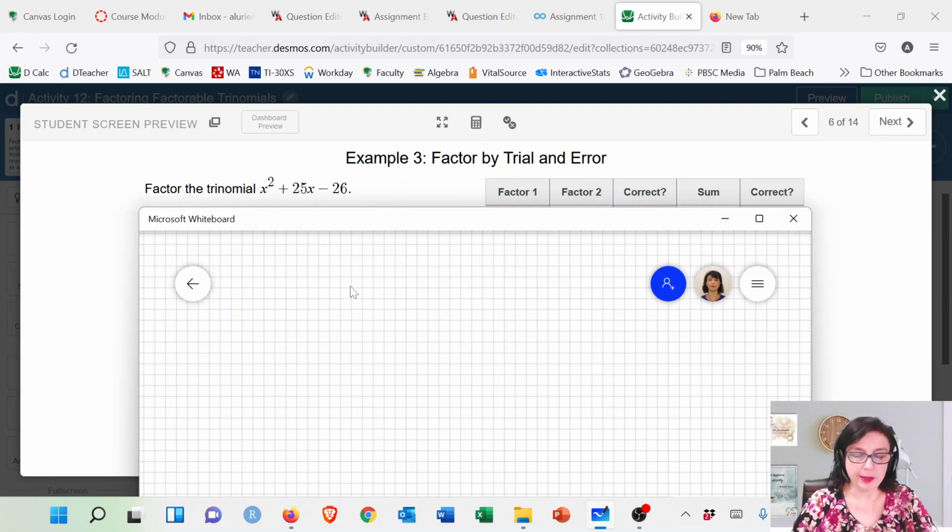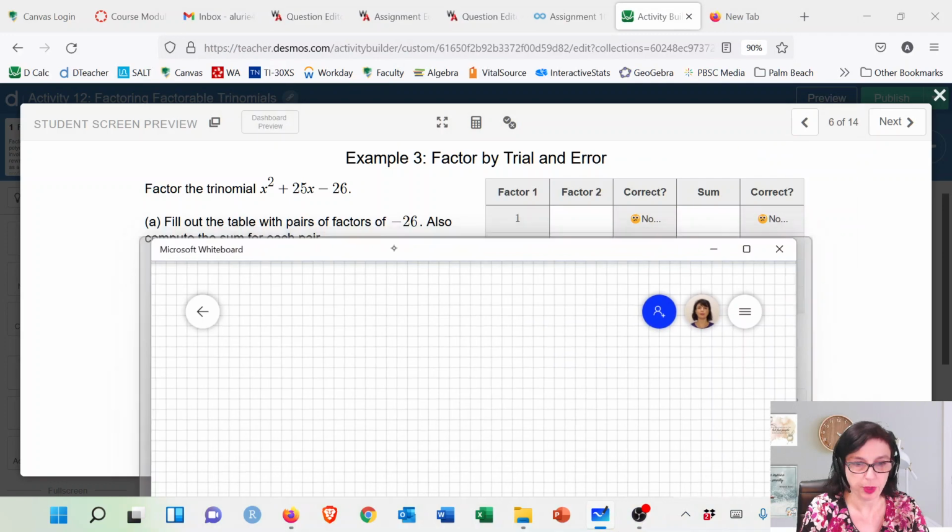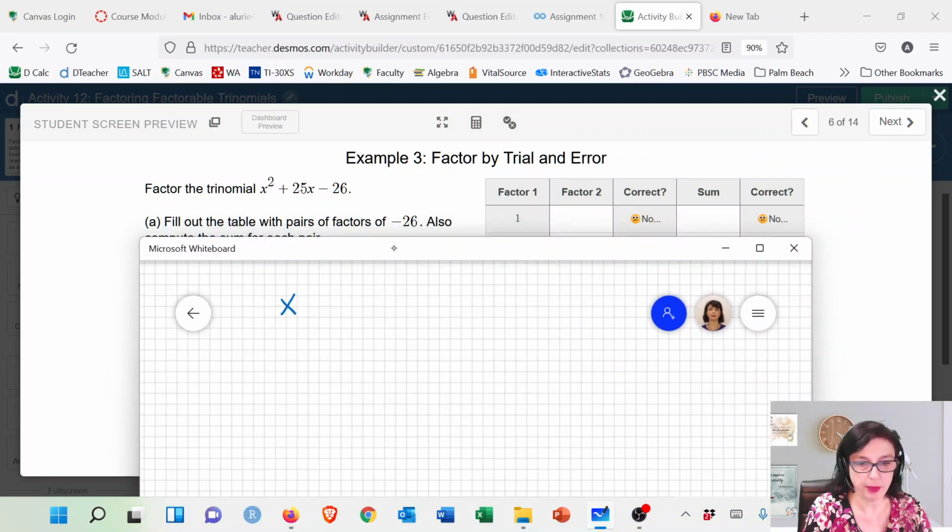Okay, guys, in the next video, for example number 3, we are going to now look at what happens if some of these coefficients, some of these numbers, are negative. So let's first look at this example, x squared plus 25x minus 26.